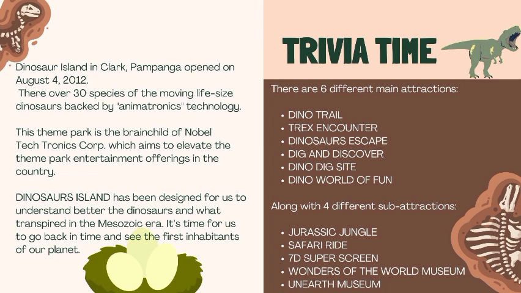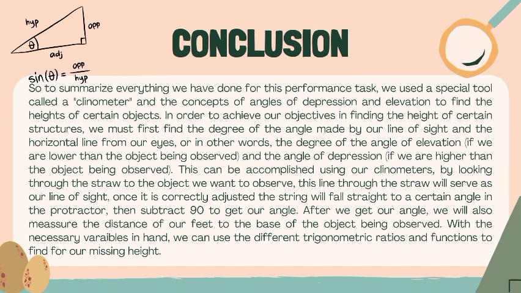There are 6 different main attractions: Dino Trail, T-Rex Encounter, Dinosaurs Escape, Dig and Discover, Dino Dig Site, and Dino World of Fun, along with 5 different sub-attractions: Jurassic Jungle, Safari Ride, 7D Super Screen, Wonders of the World Museum, and Unearth Museum.